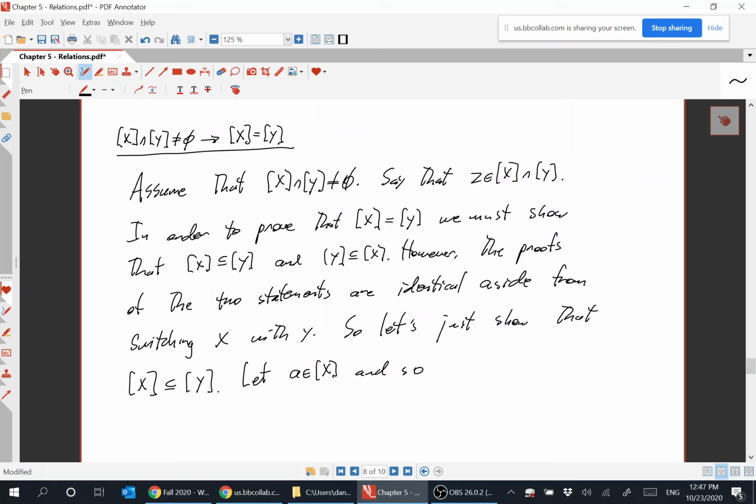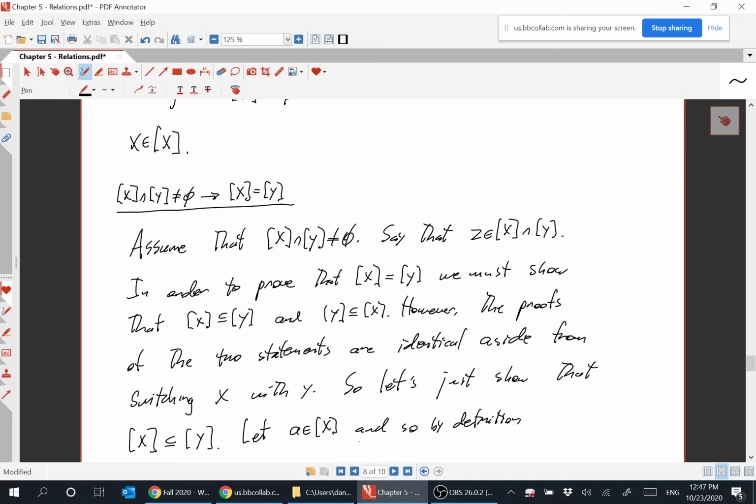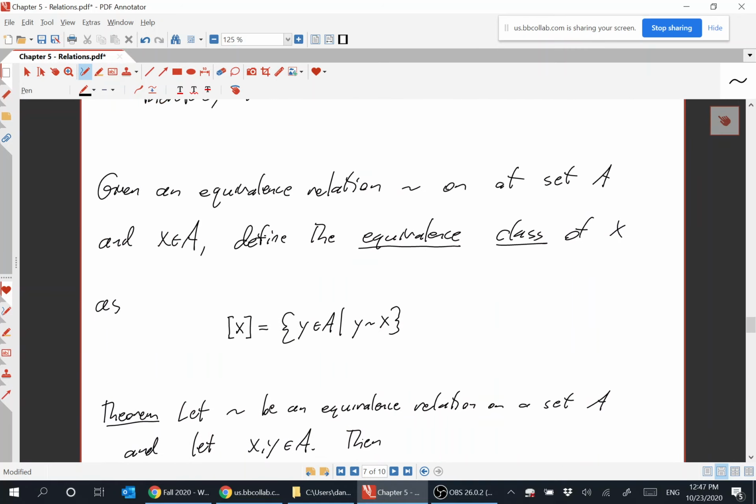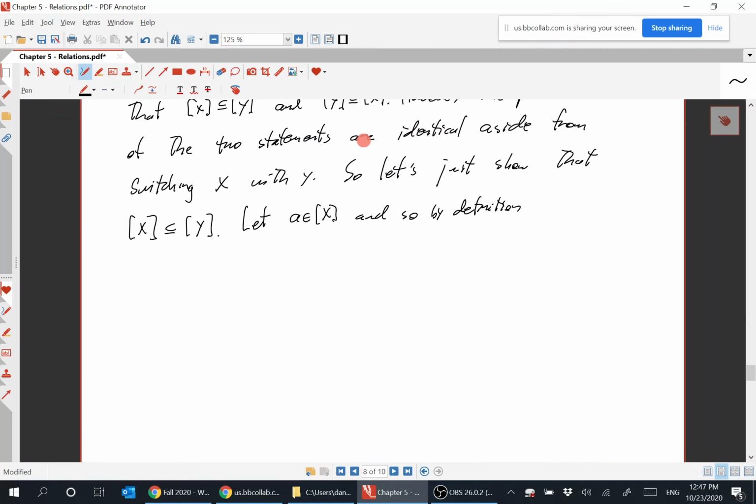because A is in bracket X, it means what? What does it mean? It's in bracket Y also? Well, not necessarily, because their intersection is empty. We want to show that they're equal, right? So we have to show that A is in bracket Y. But what does it mean by definition? That A is related to X. Right. The bracket X is the set of all Y such that Y is related to X. So it just means that A is related to X.